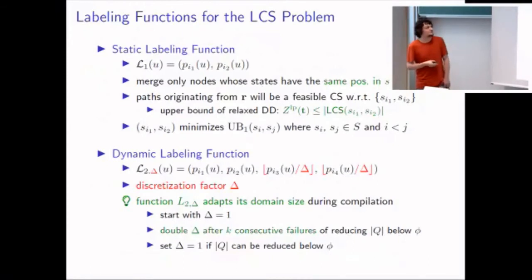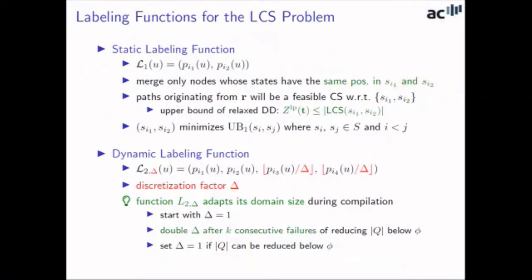Okay, for the LCS problem, we use two different kinds of labeling function. The first one is a static kind of labeling function where the idea is that we select one pair of input strings, and we only merge nodes when these input strings have the same position in our position vectors. So this has, as a consequence, that the paths from the root node now encode a feasible common subsequence with respect to these two input strings, but not necessarily with respect to all input strings. And the upper bound of the RelaxDD cannot be worse than the longest common subsequence between these two input strings.